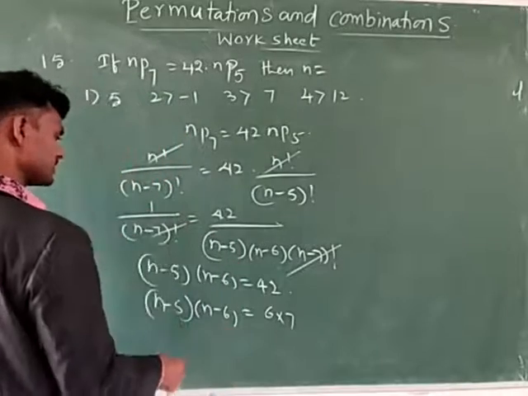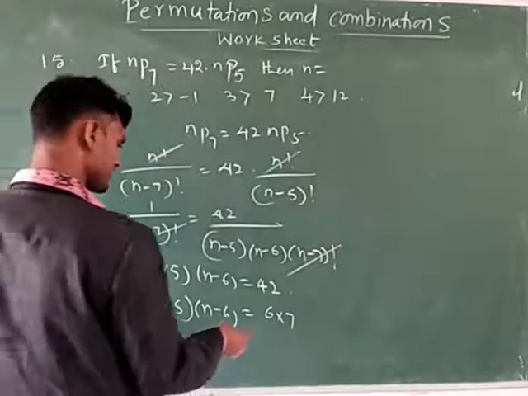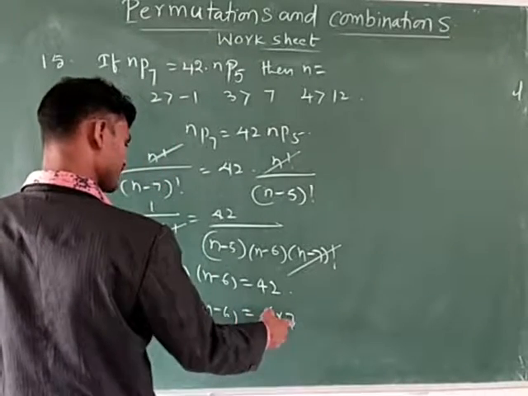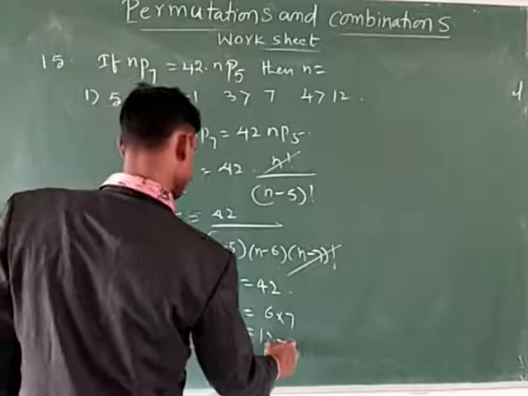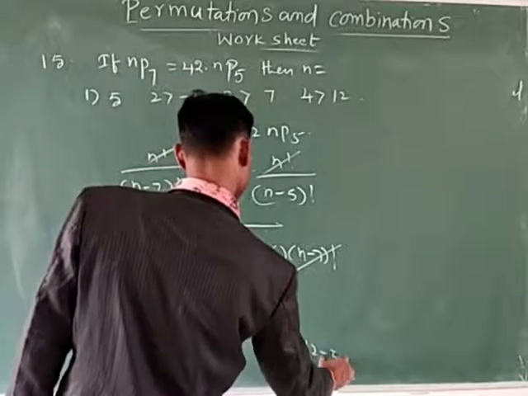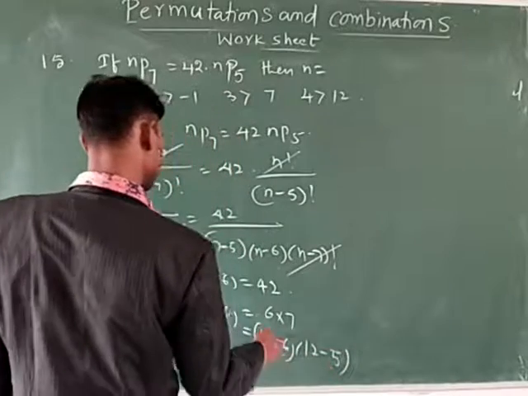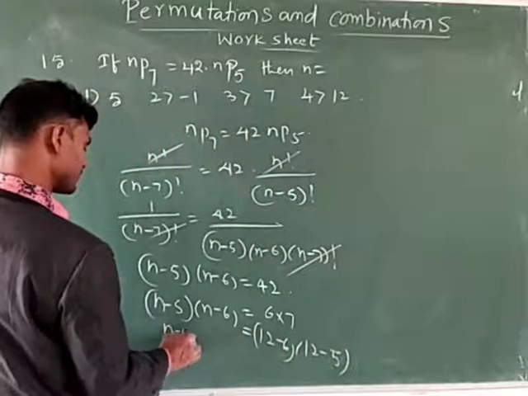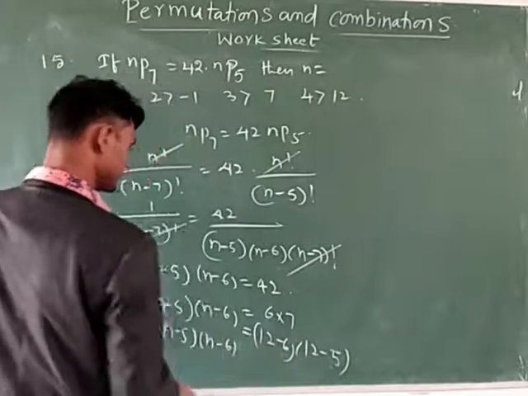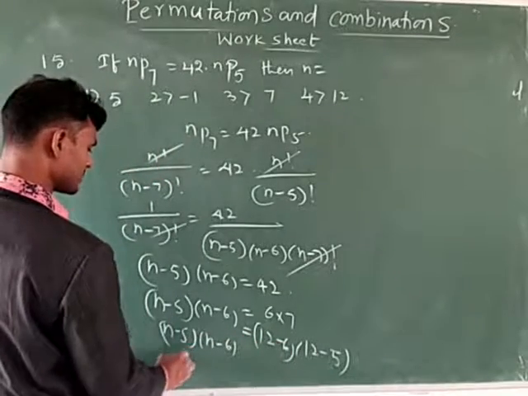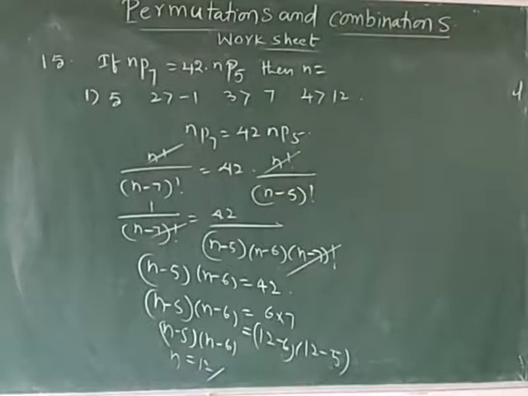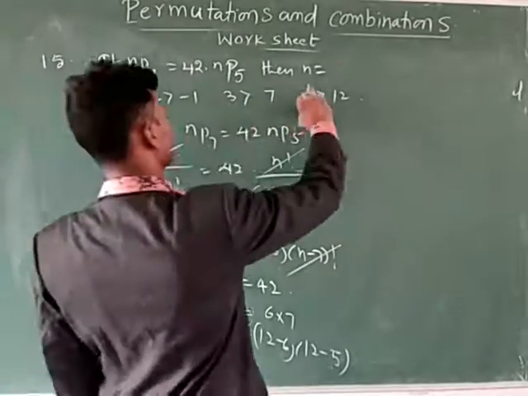6 into 7. Then how to write here? 12 minus 6 is equal to 6. 12 minus 5 is equal to 7. So 12 minus 6 into 12 minus 5. Then this is a comparison, or otherwise you have to multiply and factorize either side. Here by comparison, n is equal to how much? 12. n is equal to 12. This is the answer. Then which option? This is the fourth option.